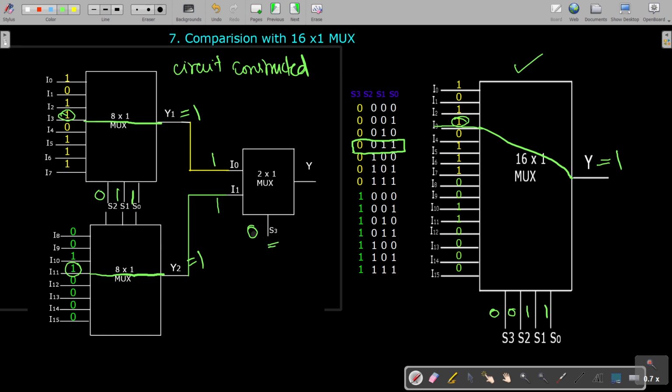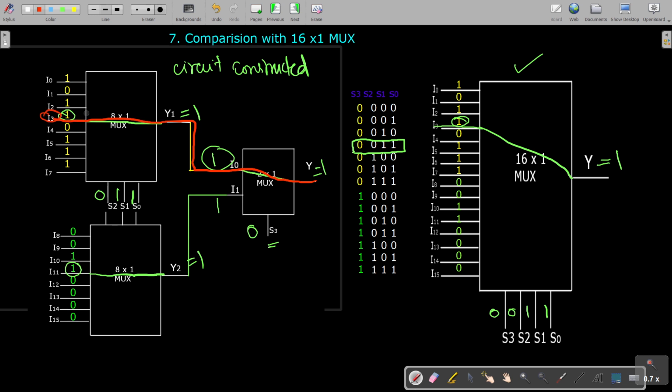But this S3 is 0 because of this I0. This line will be selected and it is getting connected here. So this one will be transferred and you will get it at the output side. So this one is coming. If you retrace back, it comes from here, isn't it? It is from here, this path, it follows this path, and it follows here.